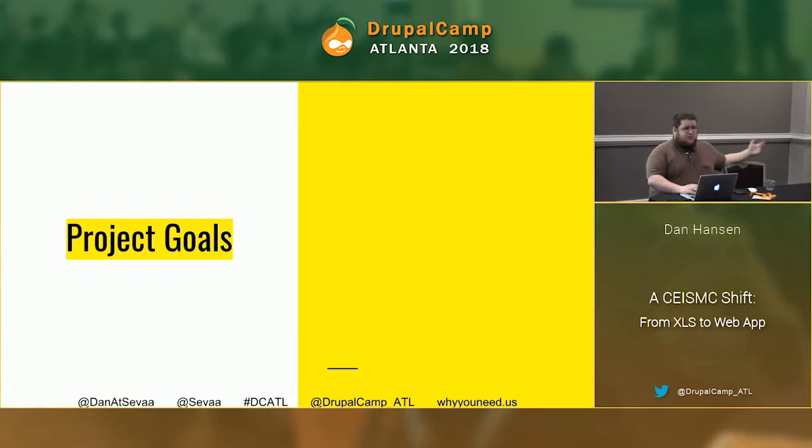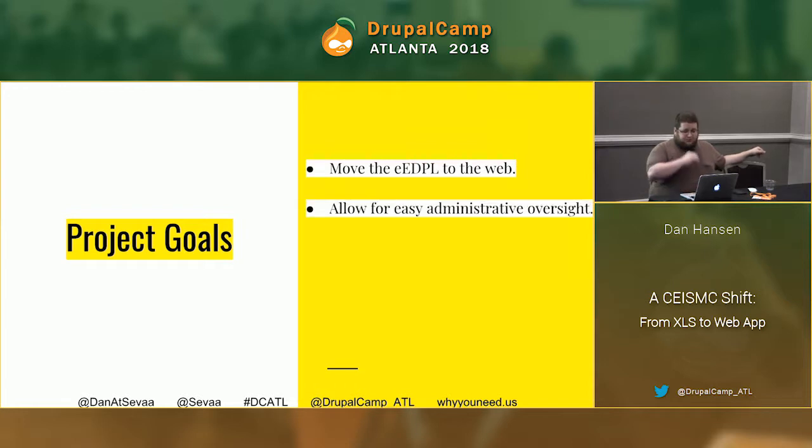So let's talk first about what we believe were the project goals. Key goal: move the EEDPL to the web. Check. We're going to put it on Drupal, and the reason is Georgia Tech loves Drupal. Georgia Tech has resources for Drupal. Georgia Tech has support for Drupal. So we're not going to fight for that. There may have been another framework that might have been better off for it, but Drupal was what they knew and what they wanted. So that was locked in at the beginning.